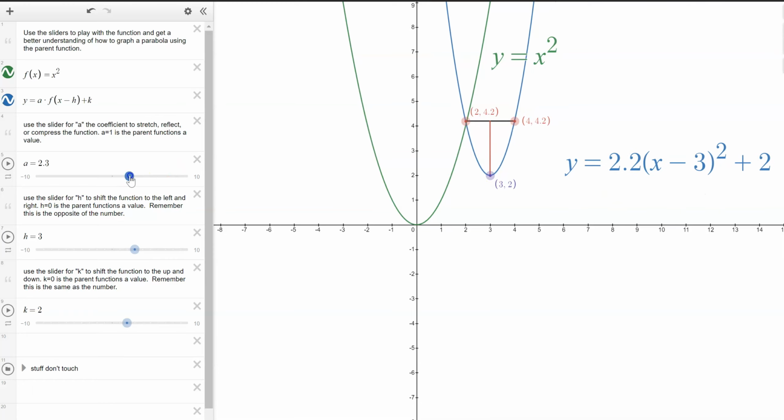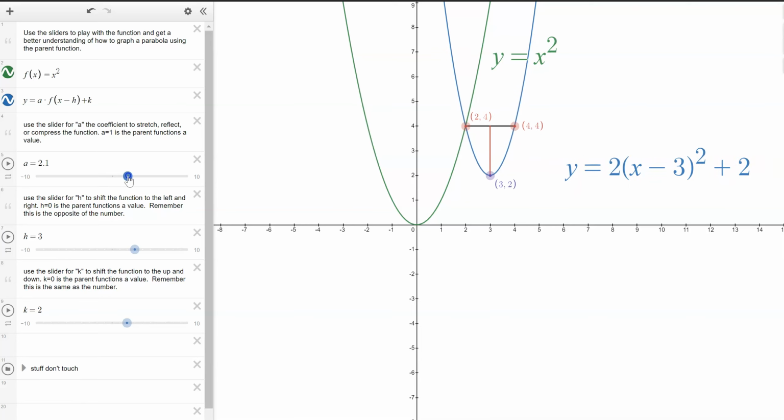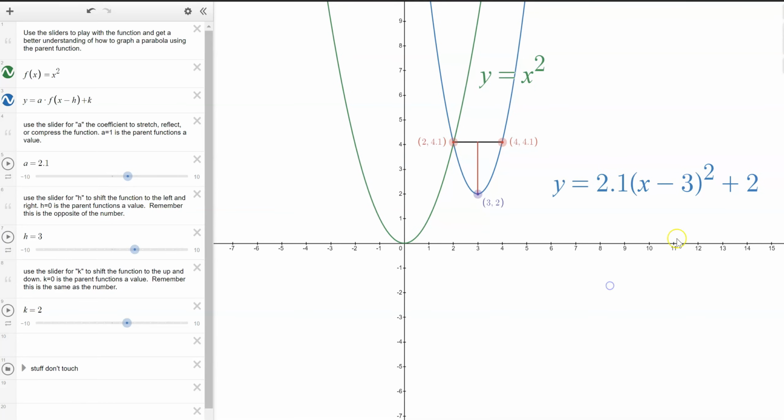So if I change my a to 2, let's just do 2.1. It won't stick at 2. You can see my vertex is at 3, 2. Right there. 3, 2. And then it's up 2.1 over 1, and I put a point and a point. Now, do not keep doing that, because what we're going to get is an absolute value graph, not a parabola. Our parabola is going to go off a lot quicker. So that's all you want to think.